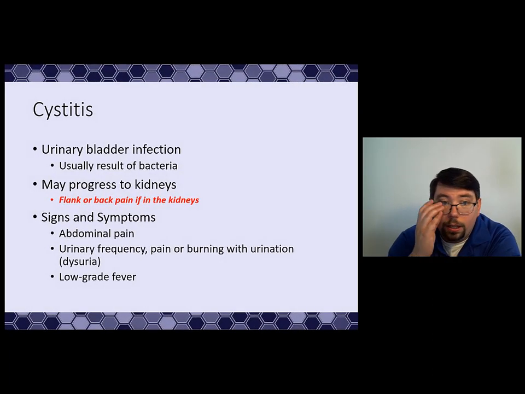Cystitis is another one. Cystitis is a urinary bladder infection, usually involving bacteria, and we know that it can progress all the way up to the kidneys and cause nephritis. Most of the signs and symptoms when you're dealing with cystitis are a bladder infection, abdominal pain, an increase in urinary frequency, or pain or burning sensations with urine. And then low-grade fever is also very common.